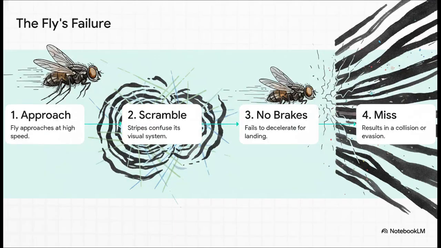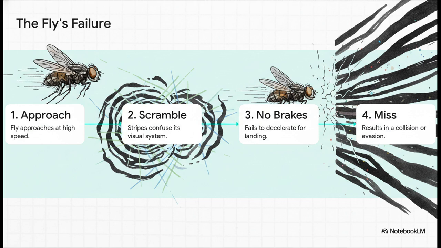So what is going on inside that little fly's brain? Let's break it down. It sees the zebra and zooms in for a landing. But as it gets closer, the stripes just completely mess with its vision. It's like its internal GPS just gets totally scrambled. It can't figure out how close it is or how fast it's going, so it never hits the brakes.